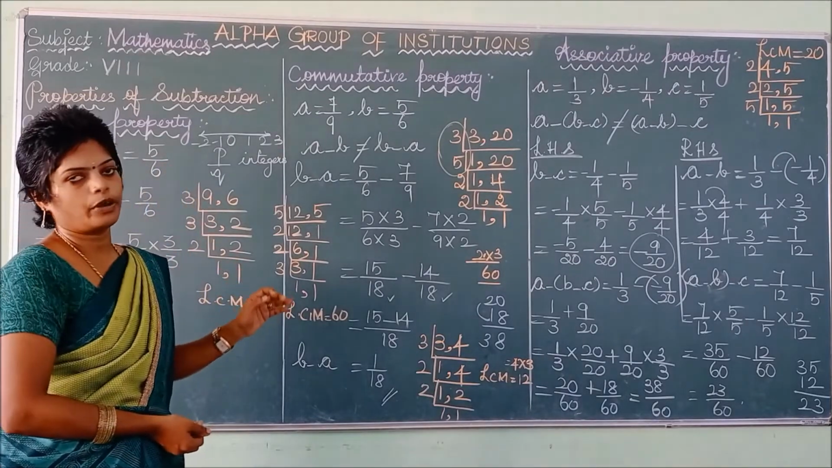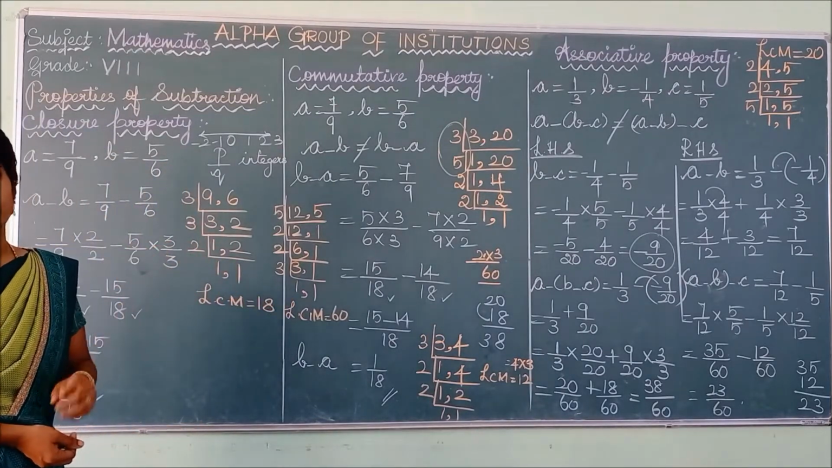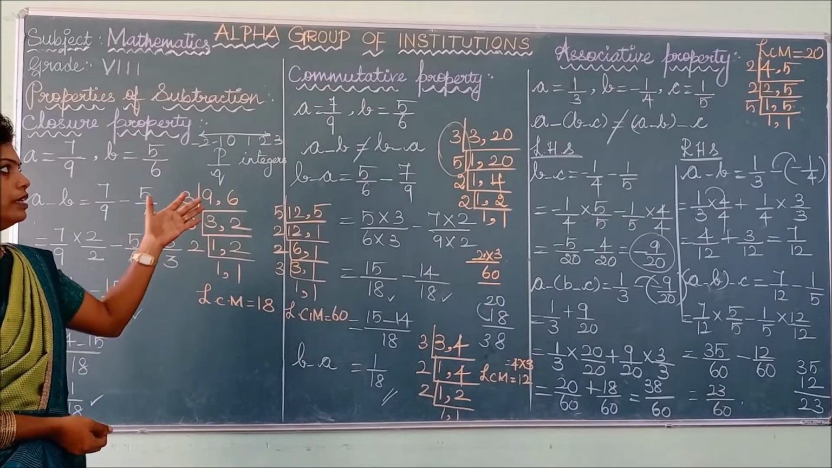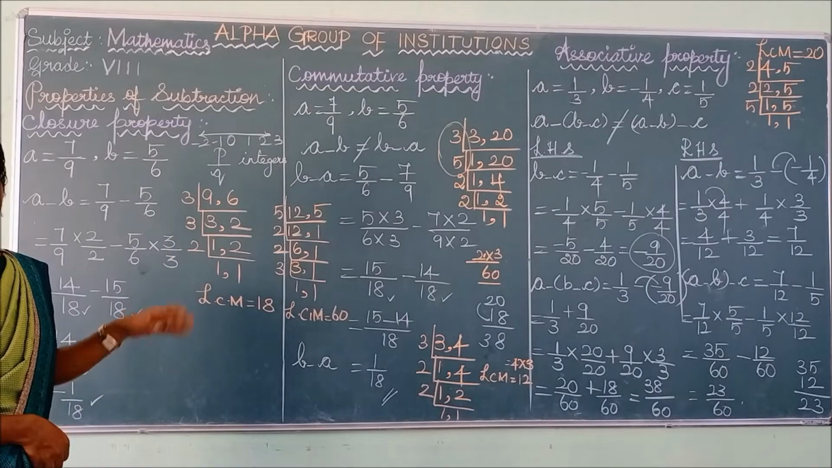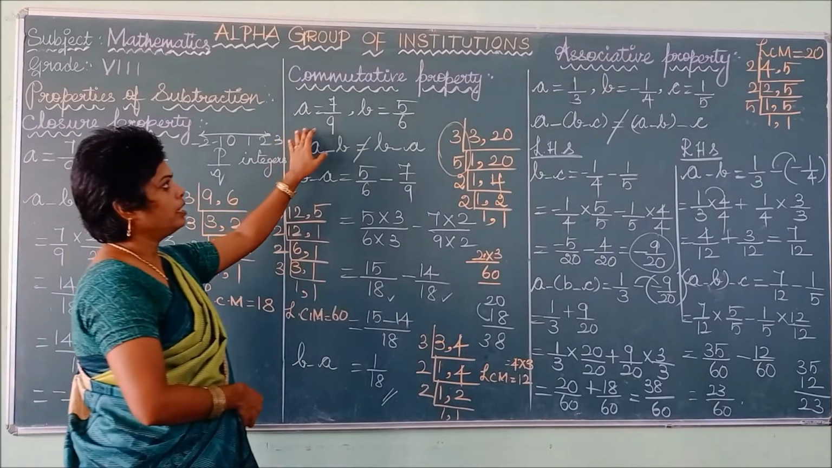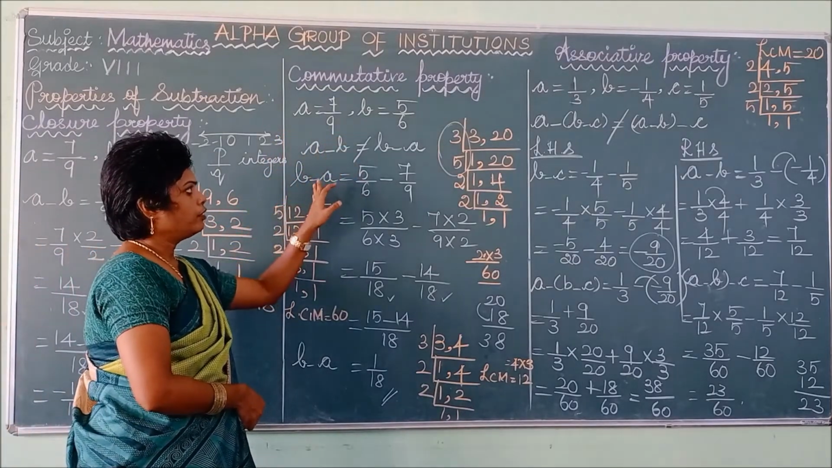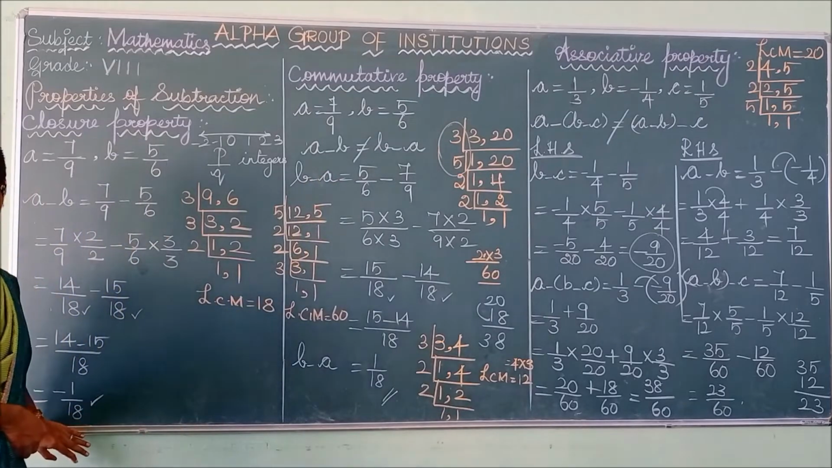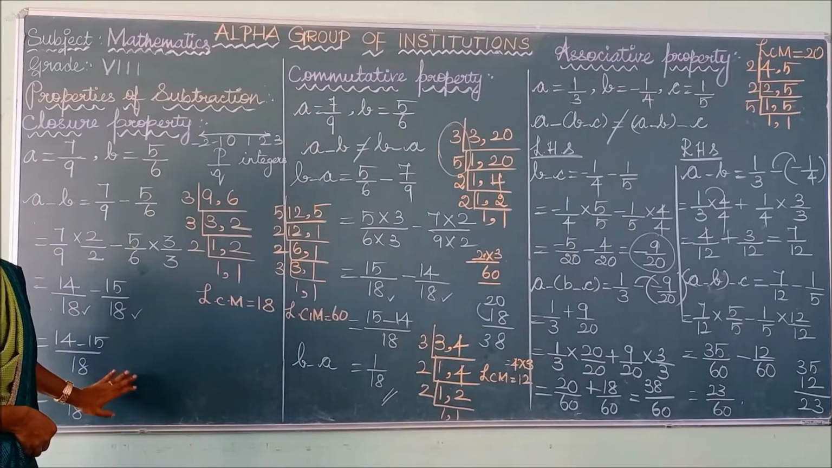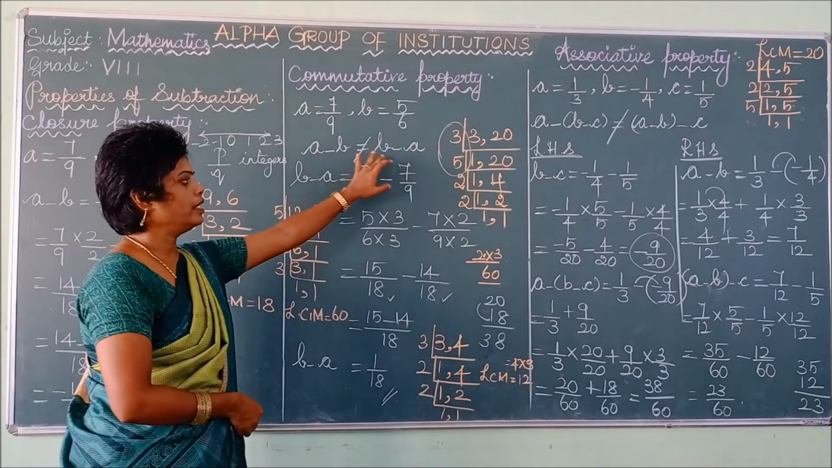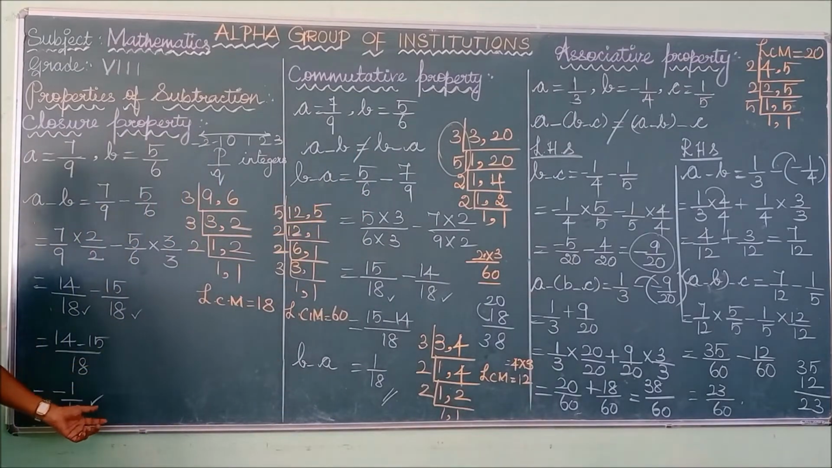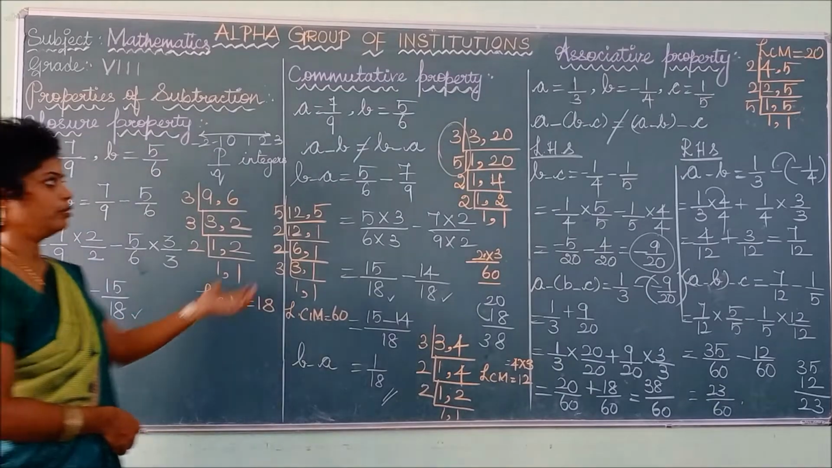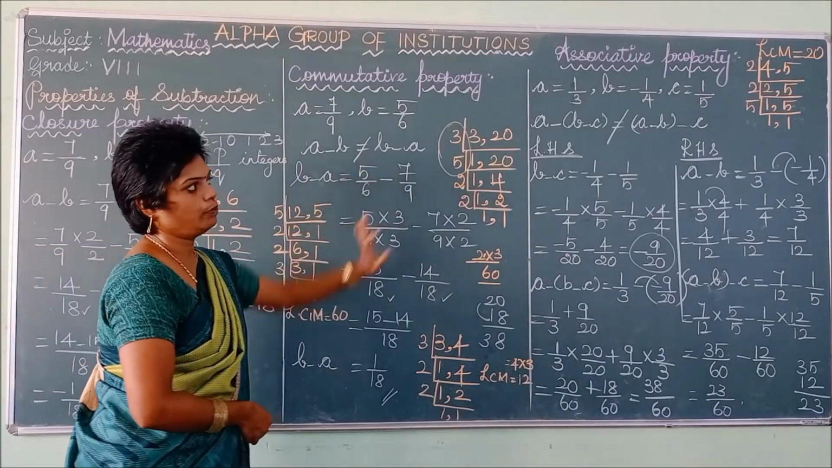Then commutative property. For any two rational numbers, what is the condition? a minus b, which is equal to b minus a or not. That only we are going to check. So you can take any two rational numbers and find out a minus b. Already we have found it for the closure property itself. We can take that value. So b minus a is 1 by 18. So let's check, both the answers are in different signs. So we can conclude that a minus b not equal to b minus a.